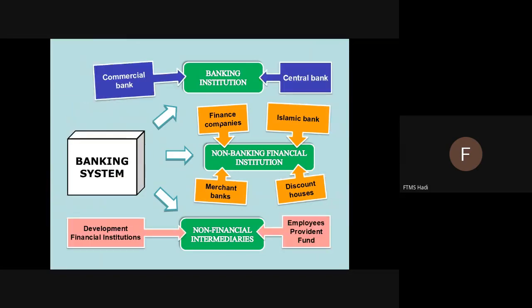So banking institution usually consists of commercial banks and the central bank itself. For example, in Malaysia, we have CIMB, RHB, Maybank, and so on. But for the central bank, of course, Bank Negara Malaysia or the Central Bank of Malaysia. In other countries, we have the Central Bank of America, Central Bank of UK, and so on.